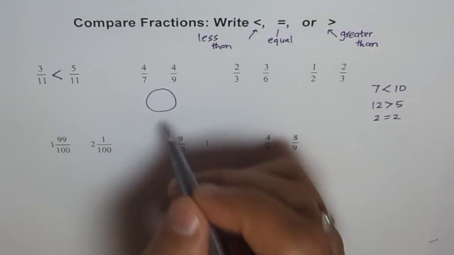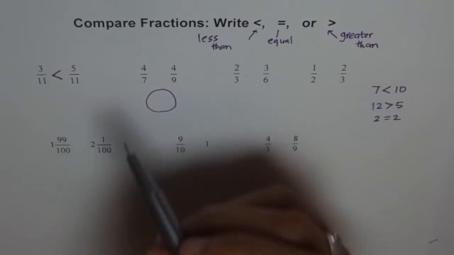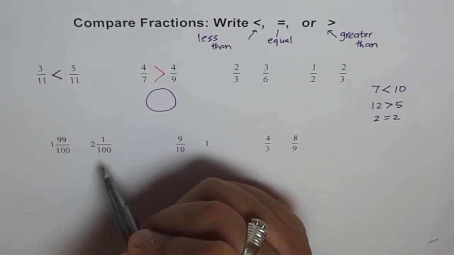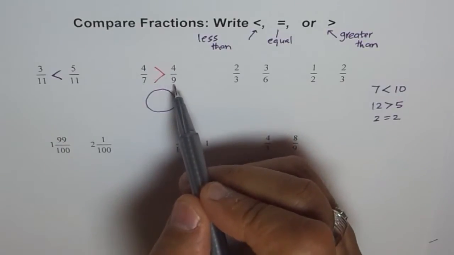Or think it like this. You have to share something, and in sharing you only get 4 parts. If you share with 7 people, those 4 parts will be bigger. Or if you share with 9 people, those 4 parts will be bigger. Which will be bigger? That is what you decide. So of course, if you share with less, you will get more, correct? So this is less, right? So you get more. So this is more. Do you see that? So 4 over 7 is much bigger than 4 over 9.